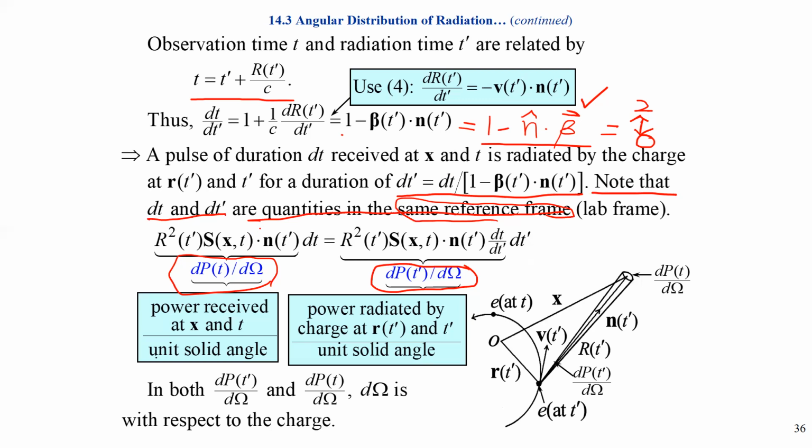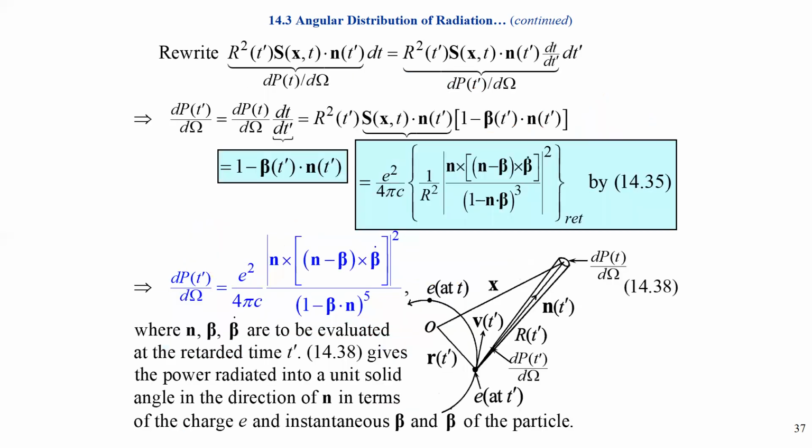So we have this one, dP over d omega, dP at time t prime over d omega. These two are the same. This is with respect to the charge. The d omega is with respect to the charge. Okay, up to this point, looks okay, no problem at all. And so we have a simple relation. The simple relation is here.